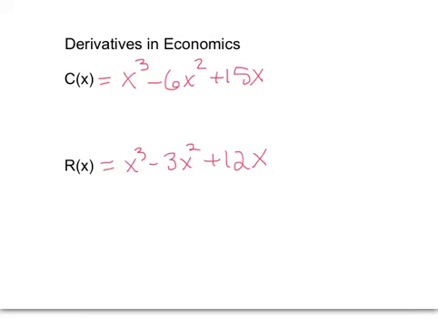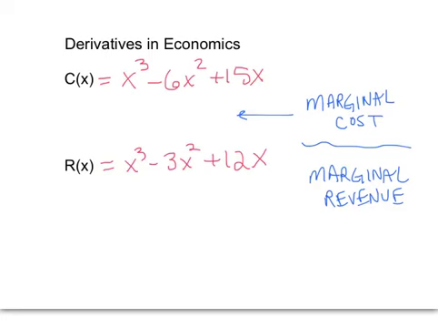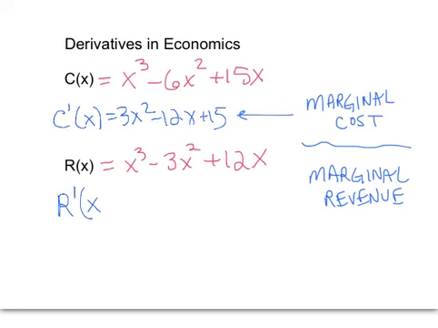All right, so there's an example revenue function. Now in economics, you can take the derivative of these functions and you get something very special. C prime of x would be 3x squared minus 12x plus 15. And then down here, if you take r prime, you get 3x squared minus 6x plus 12. Okay, now what do these things mean?